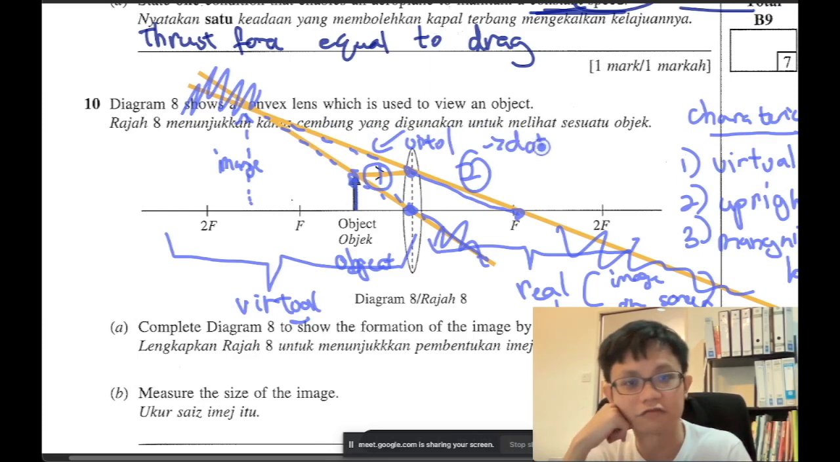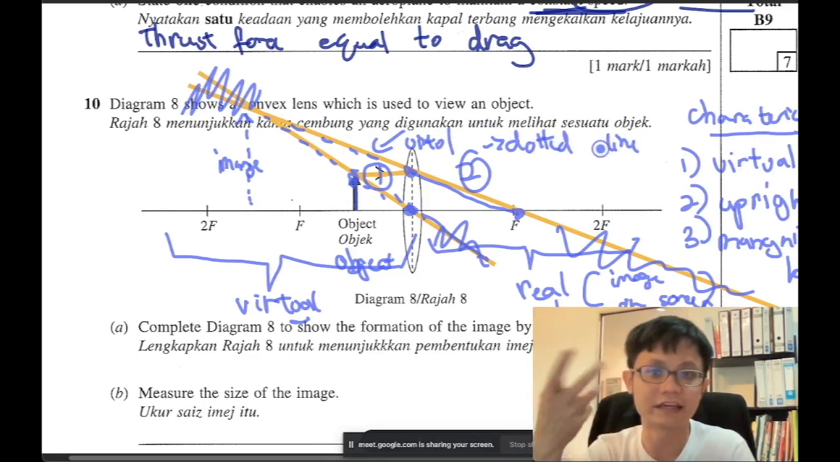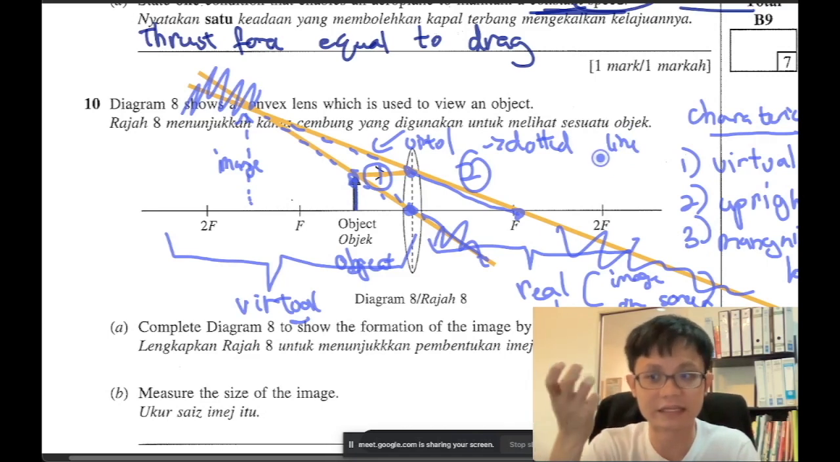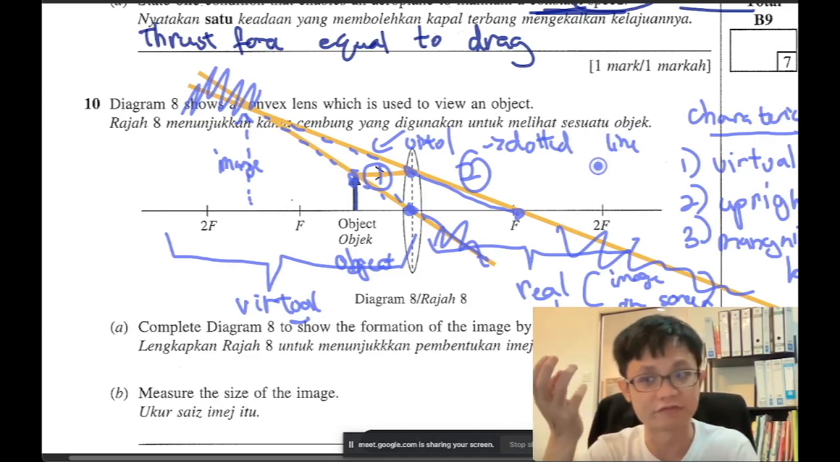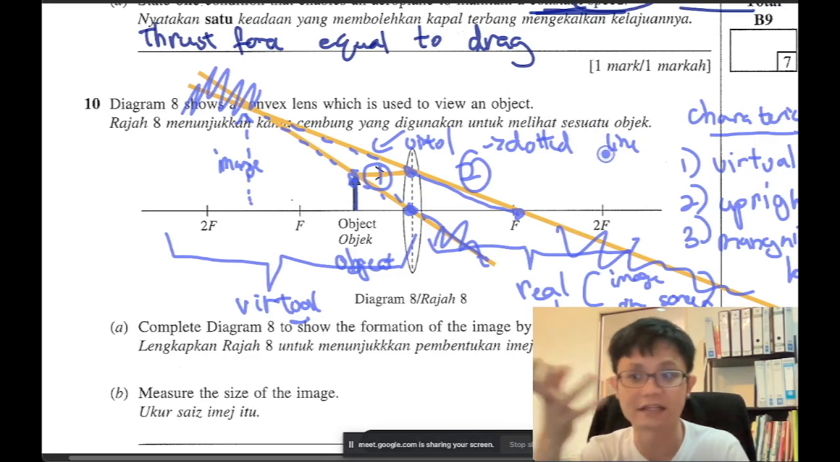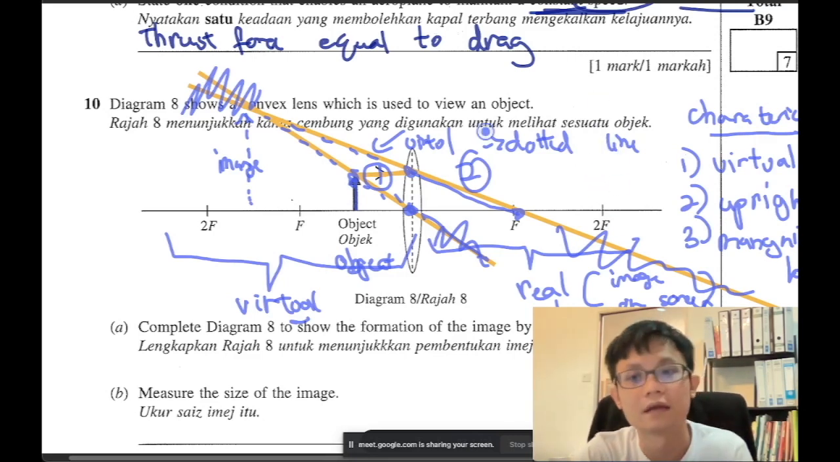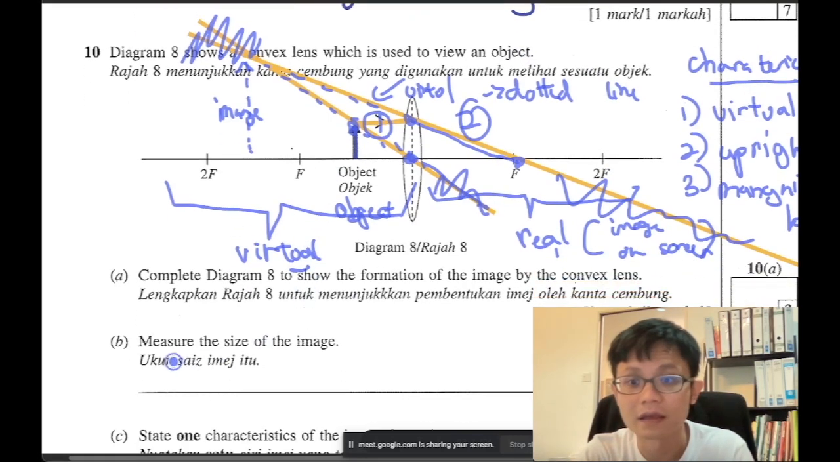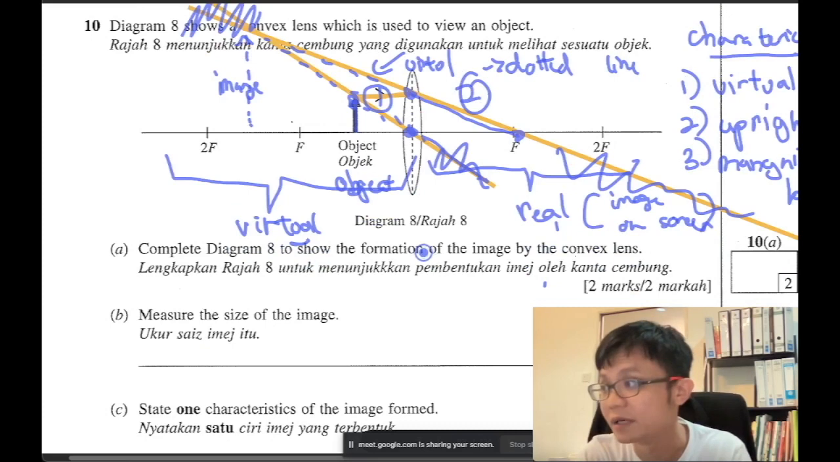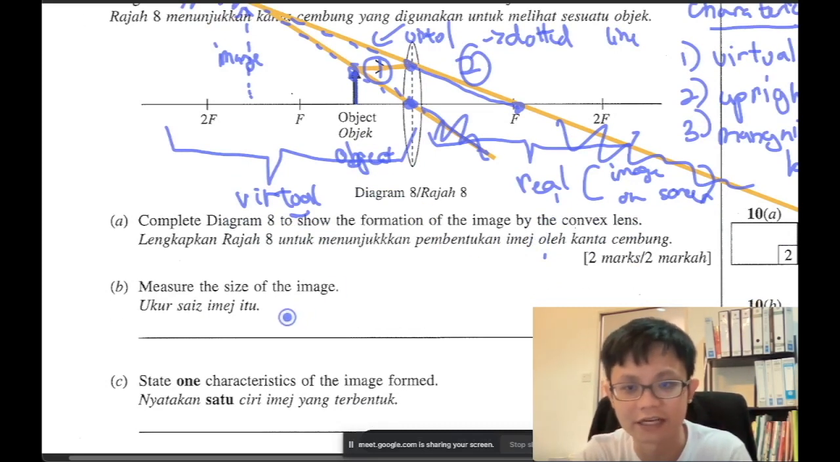So in case they didn't give you the question, but I give you the dotted line, then they ask you to explain what is it, real or virtual. It is virtual because it is a dotted line. Let's say the question asks you to explain. So you already draw this one. Measure the size of the image. This one you need to use a ruler and it will be around 3.3 cm. Now I just give the answer, because you cannot measure it.